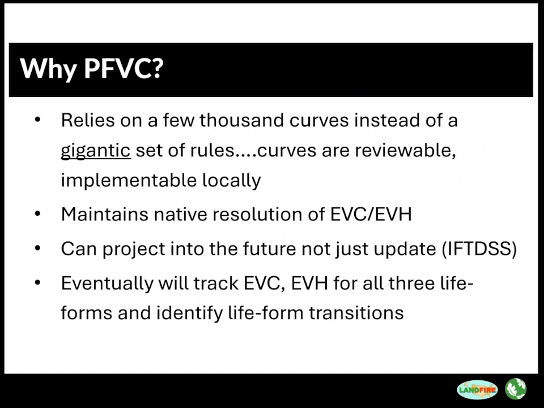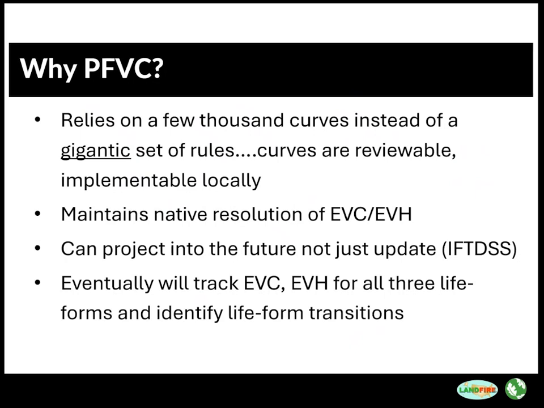But some of the reasons we're doing it relies on a few thousand curves, which we think are reviewable by somebody locally, rather than 100,000 rules. They can just look at a curve for madrone, pinyon, oak, pine, whatever. I made that up. I don't know what it is. Okay. It maintains the native resolution of EVC and EVH that LANDFIRE provides. The rules coarsen the data in the update.